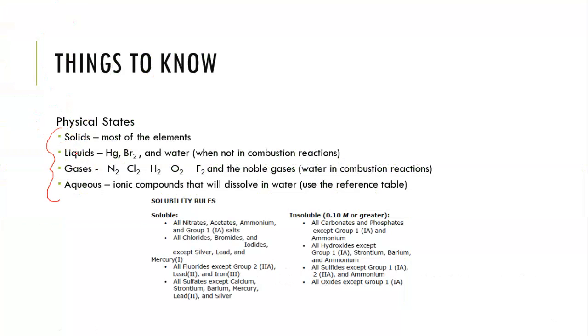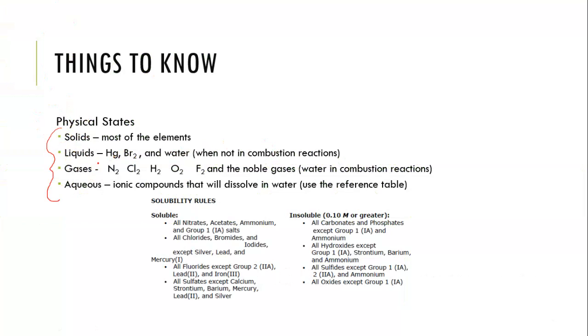The least amount to memorize would be to work on liquids and gases. There are two liquids on the periodic table. That would be mercury and bromine. And then water is your other common liquid when it's not in combustion reactions. Because when water is heated up in a combustion reaction, it comes out as a gas.